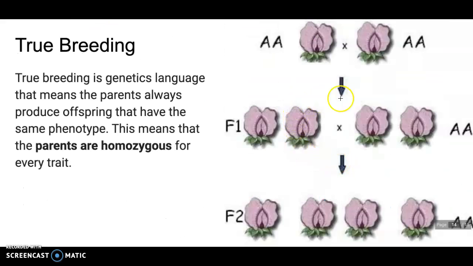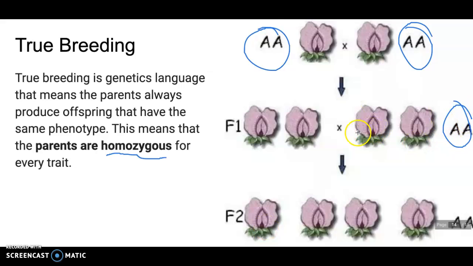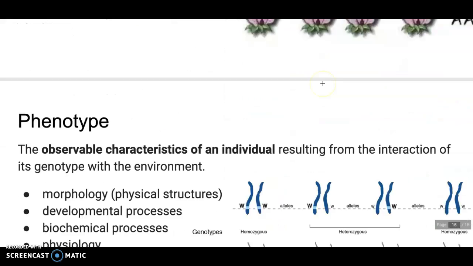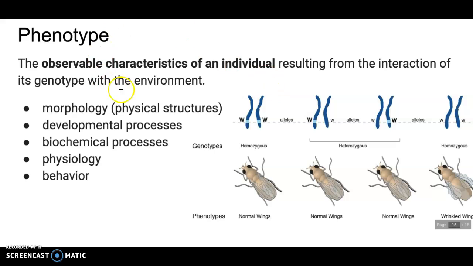I just want to emphasize here, we have two more slides, but true breeding is genetics language. That means the parents always produce offspring that have the same phenotype. This means that the parents are homozygous for every trait, okay? So if you had two parents, they would have offspring that were all homozygous dominant, okay?